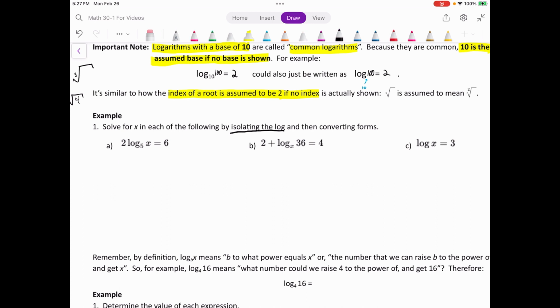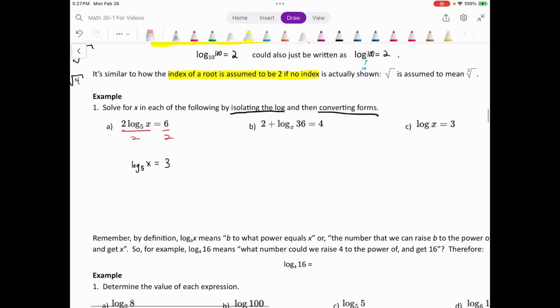So how can I fix that? Isolate the log, right? So let's divide both sides by 2, since 2 is being multiplied by our log. And that's going to give us log base 5 of x equals 6 over 2, which is just 3. Okay, and now we can say the sentence without ignoring anything. 5 to the power of 3 equals x. So we isolated the log, now we're going to do the converting forms. So we're in logarithmic form, let's convert to exponential form.